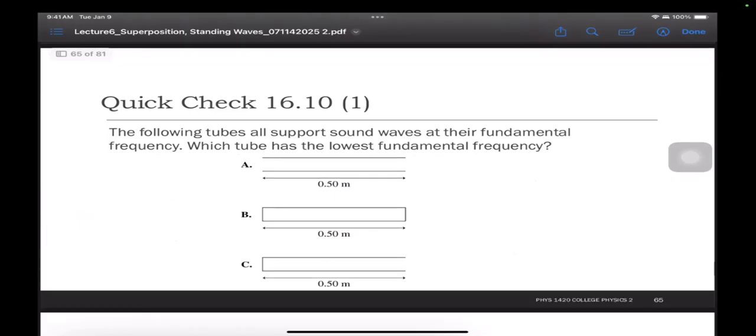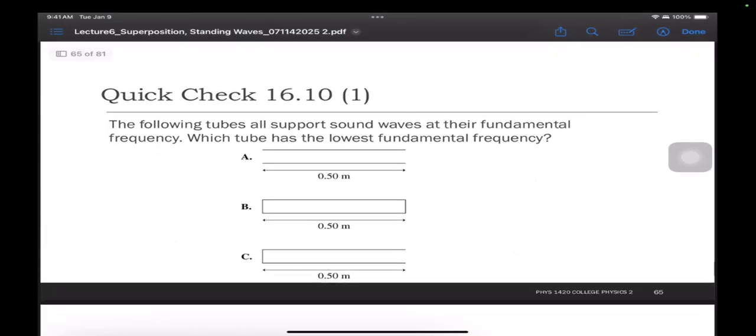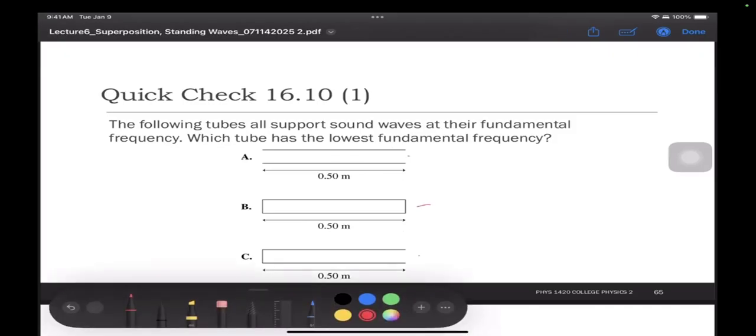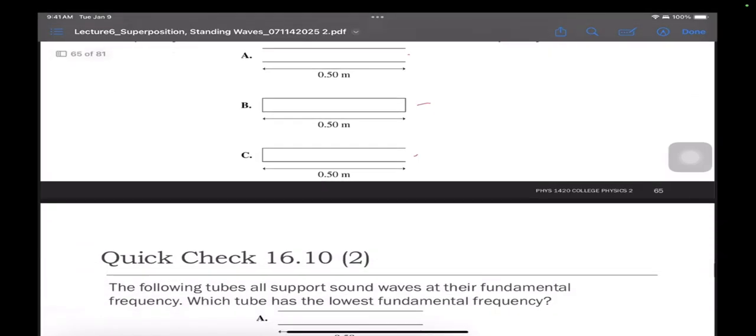Okay, let's talk about the other one. The following tubes will output sound waves at their fundamental frequency. Which tube has the lowest fundamental frequency? This one is open-open. This one is closed-closed, and this one is open-closed. Because open-open and closed-closed are the same thing, it must be C.